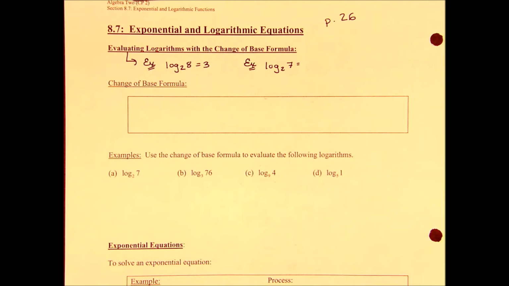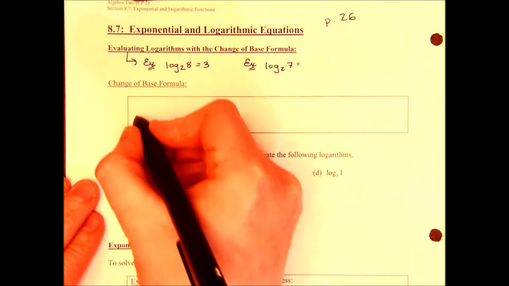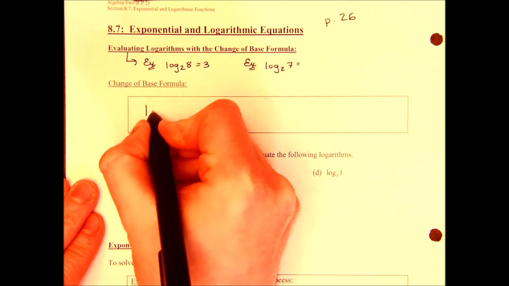The first day of logarithms, we did a lot of guessing and checking to try to figure out 2 raised to what power would give us something like 7. But now we need to see how to do this for real. There's a formula called the change of base formula that will let us deal with this.